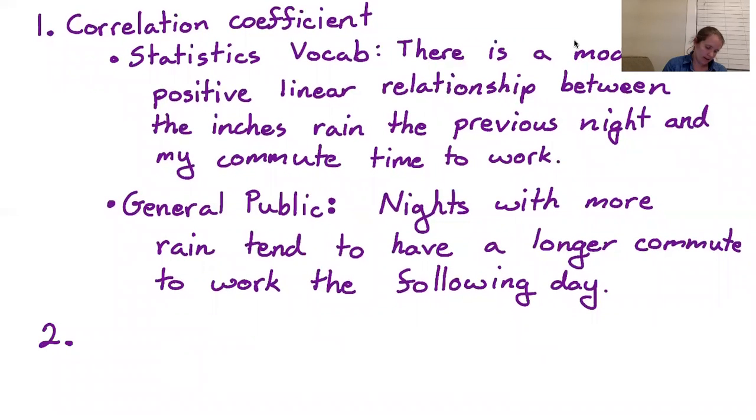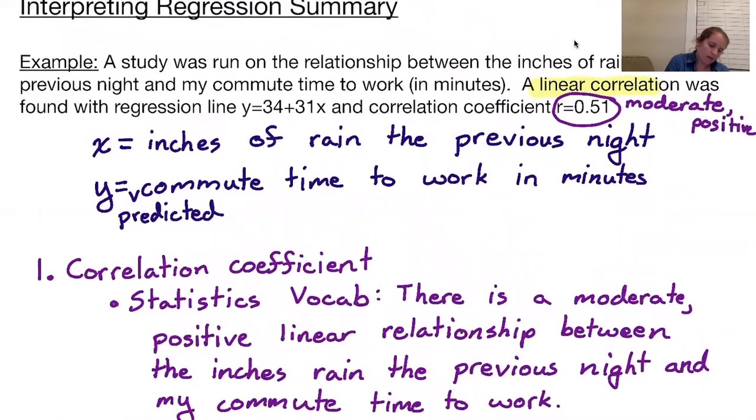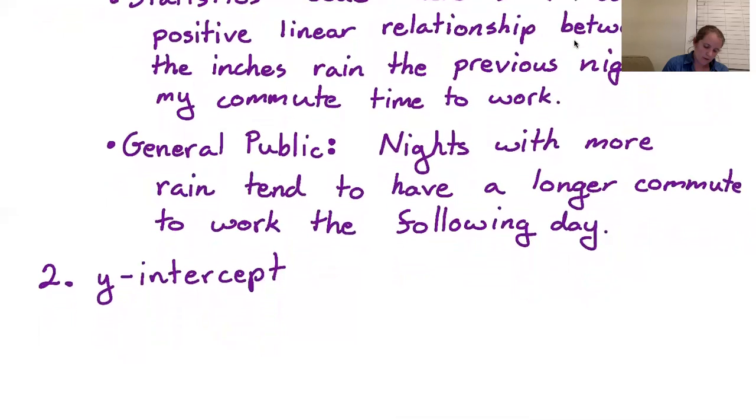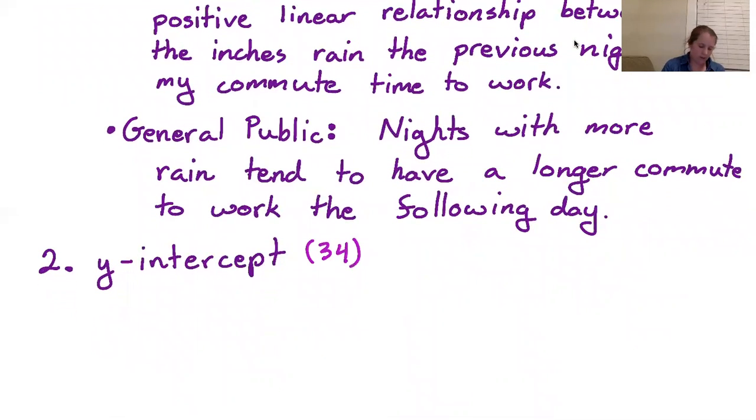Next up, we can take a look at our y-intercept. So our y-intercept, if we scroll back up, the 34 is our y-intercept. 31 is our slope, positive 31. So we have a y-intercept, which is 34. We want to know, does it make sense to interpret? So the first thing we have to ask is, does x equals 0 make sense? We actually did this example in the video on interpreting the y-intercept. So does x equal 0 make sense? 0 inches of rain in a night absolutely makes sense.